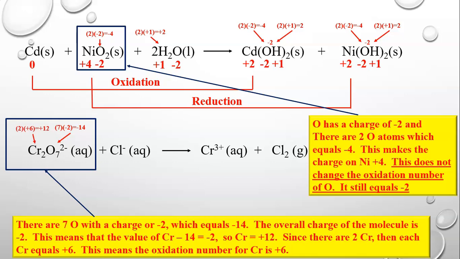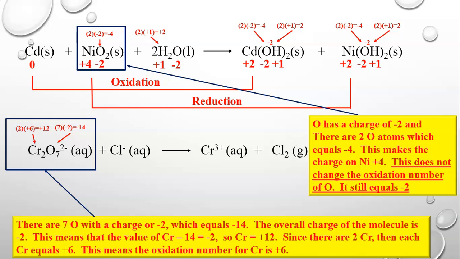Okay, so let me take that off for a sec. That negative 2 there, you see, 2 minus, is not for the oxygen. It's for the overall Cr2O7 molecule. So the overall molecule has a charge of negative 2, and we know that oxygen has a charge of negative 14.